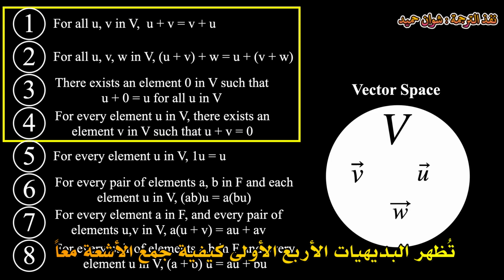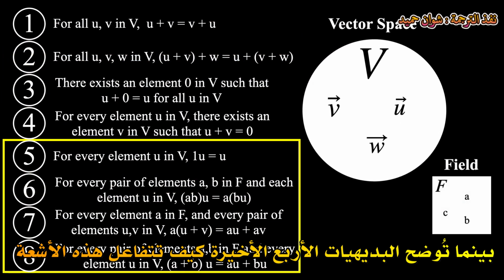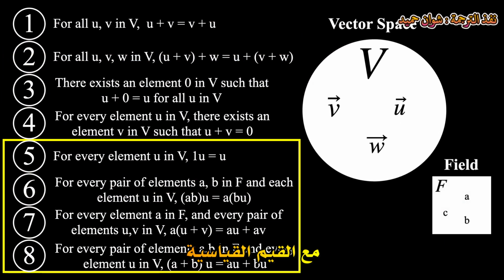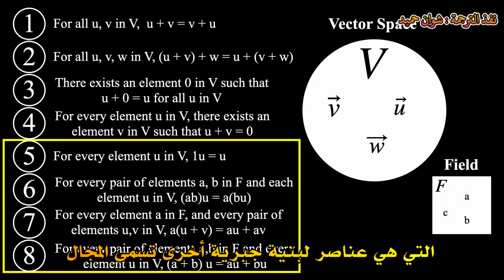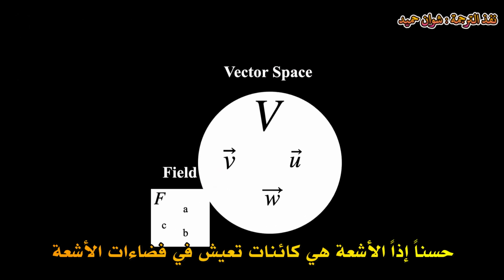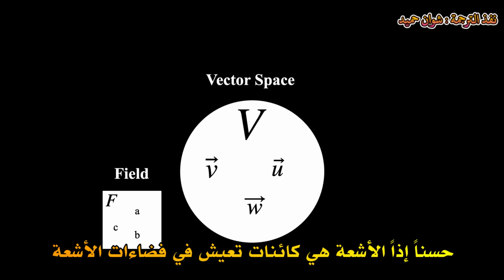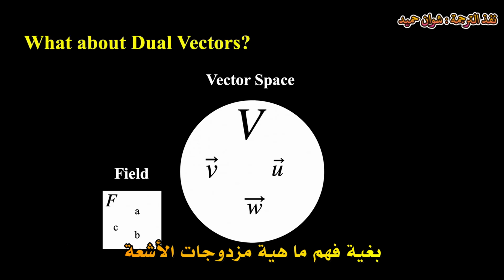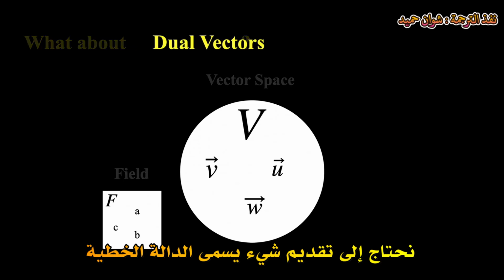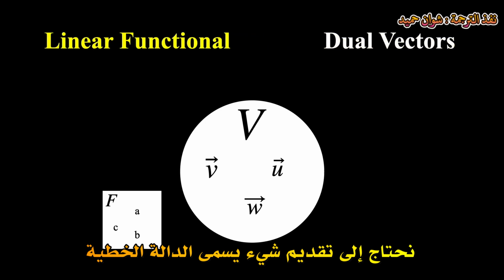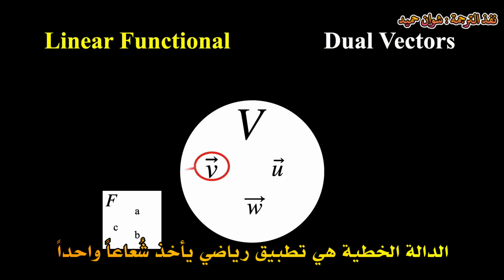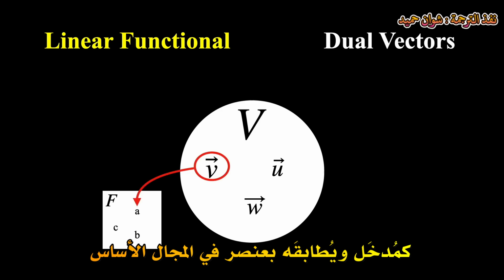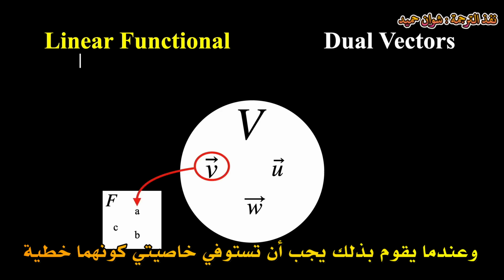The first four axioms show how vectors can be added together, and the final four axioms show how these vectors interact with scalars, which are elements of another algebraic structure called a field. Okay, so vectors are things that live in vector spaces. But what about dual vectors? What exactly are they? In order to understand what dual vectors are, we need to introduce something called a linear functional. A linear functional is a map that takes in one vector and maps it to an element in the underlying field. And when it does this, it must satisfy the two properties of being linear.